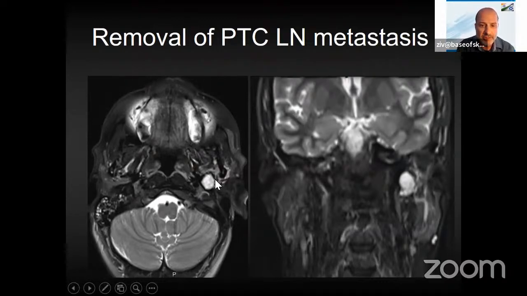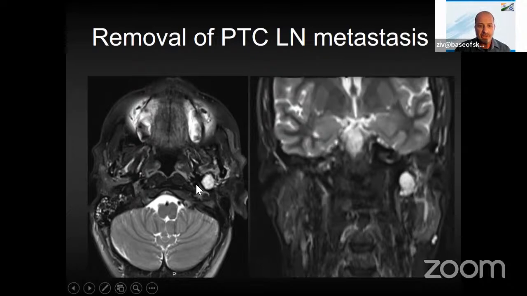How would you approach these lymph nodes surgically without an endoscope? Very difficult to do. Maybe through a transmandibular approach. Through the neck it is very hard to see small tumors in this area. And to remove that, it can be performed very easily and safely with an endoscopic approach.